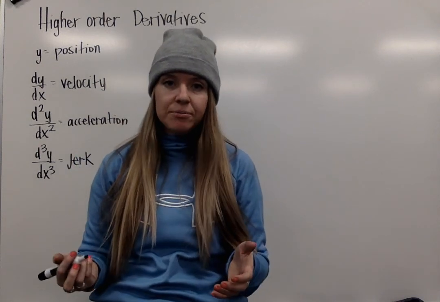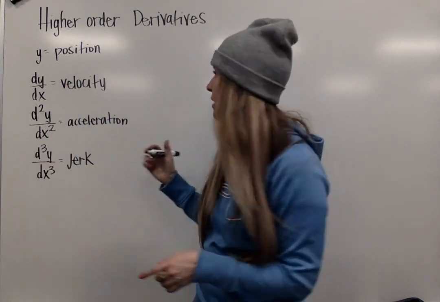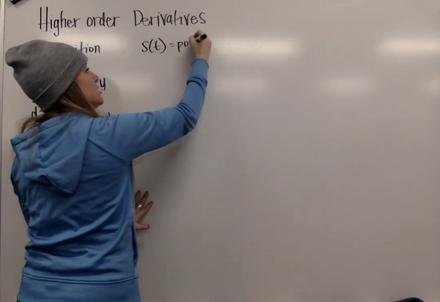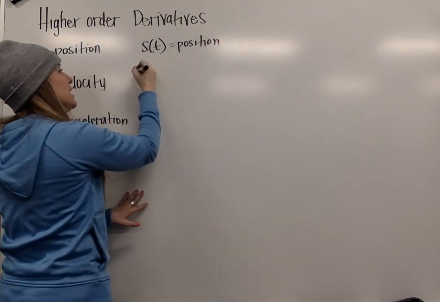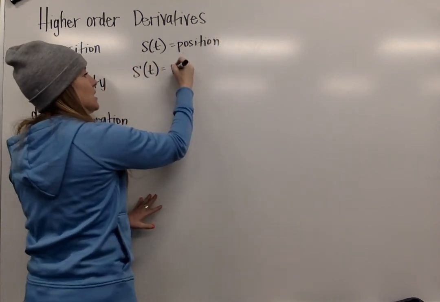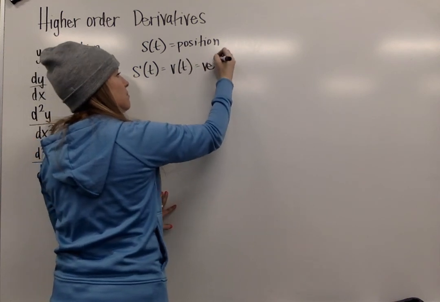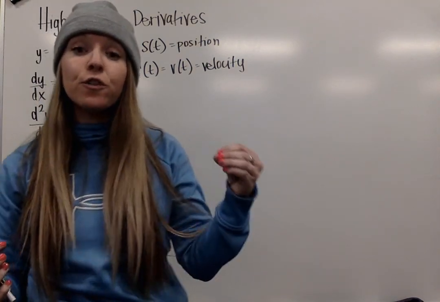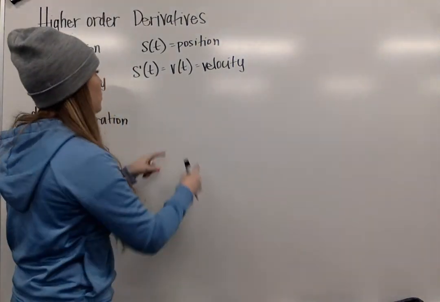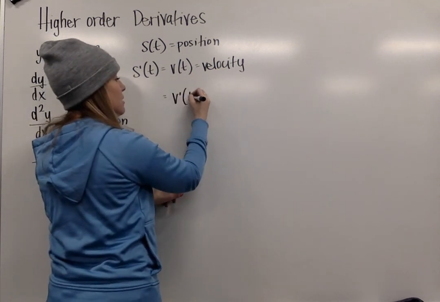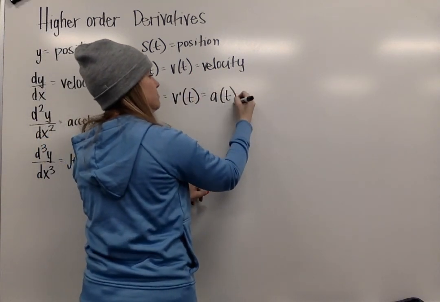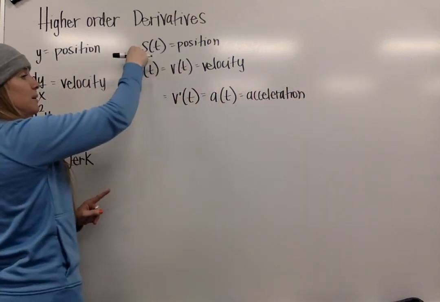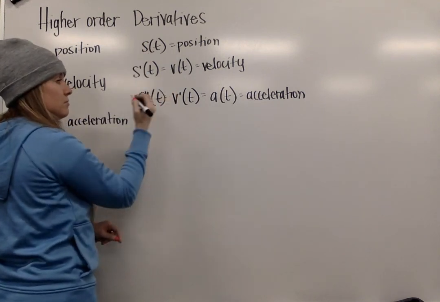So again, we've talked about different types of notation. This is one set of notation to show that. Another one would look like this. If s of t is my position, if I take the derivative of s of t, that's going to give me velocity. So if it's just written as v of t, we know that that's our first derivative of position. Well, now if I take the derivative of velocity, that's going to give me acceleration. Acceleration is the second derivative of position, like this.